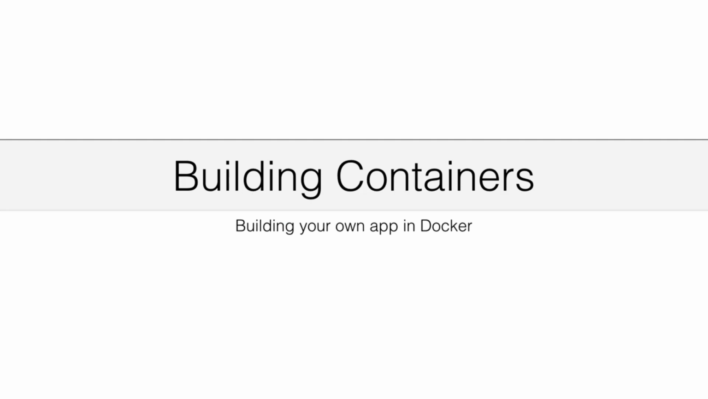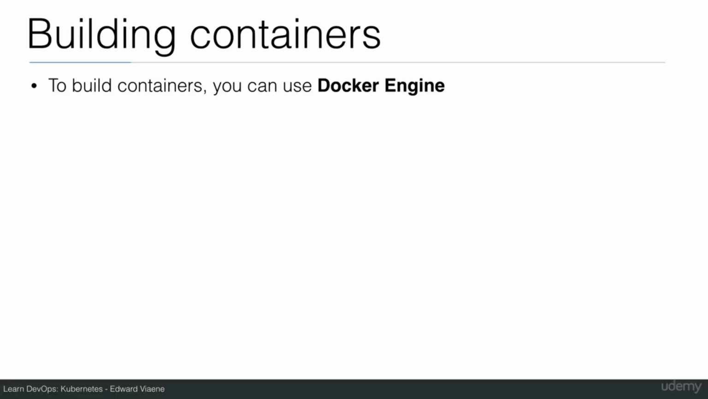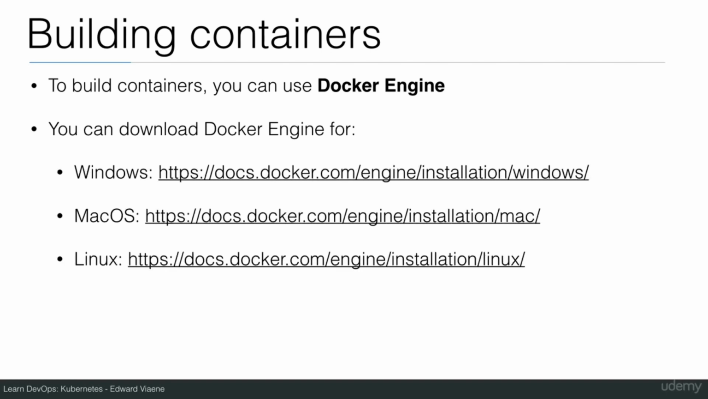Now that you have your own cluster running, locally using Minikube, or on AWS using kops, I can show you how building containers works, so you can run your own containers on Kubernetes. This lecture will be about building your own app in Docker. To build containers, you can use Docker Engine. You can download Docker Engine for Windows, Mac, and Linux. There are 3 different URLs. There are also different ways to set up Docker on your host system. All the installations are pretty easy. You just download the software, you install it, and you can use Docker.